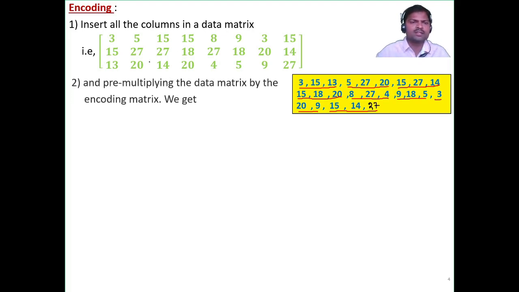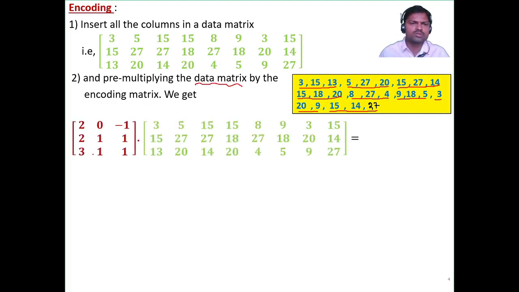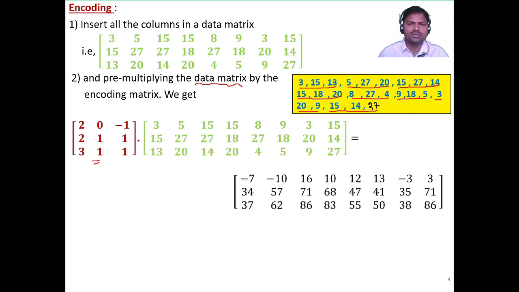After that, second step, pre-multiplying the data matrix, this matrix, by the encoding matrix. The encoding matrix is already disclosed; this is your encoding matrix, and you have to pre-multiply. Pre-multiply means placing it before, and post-multiplication means after this matrix. After multiplication you will get this matrix.